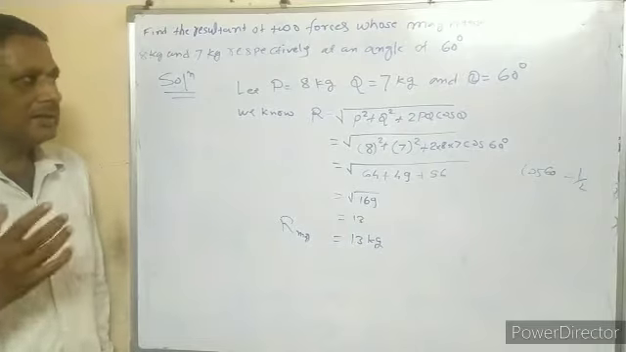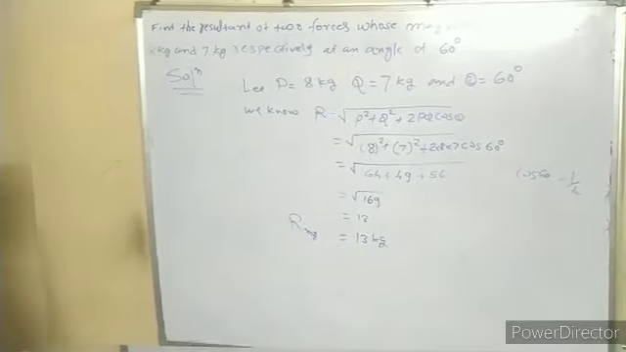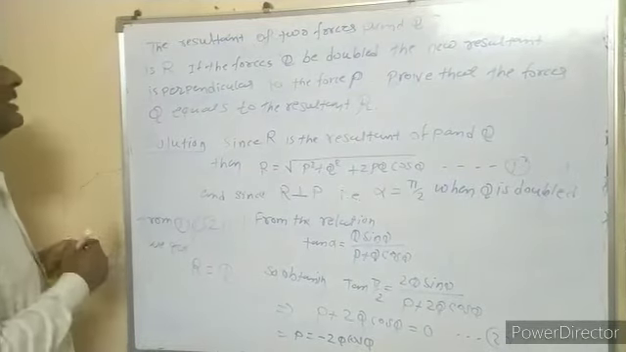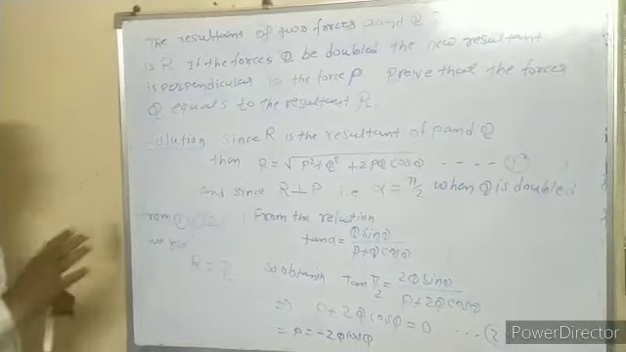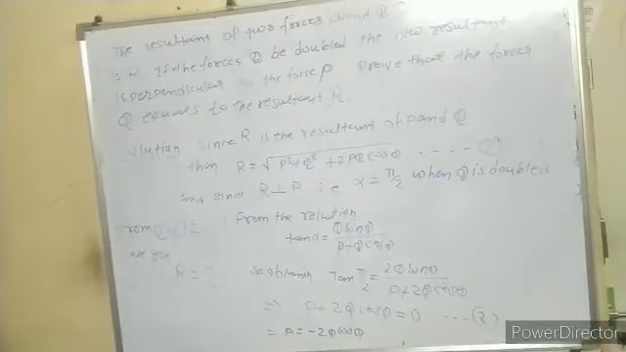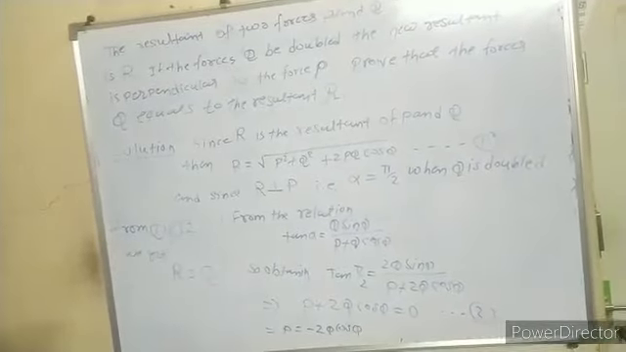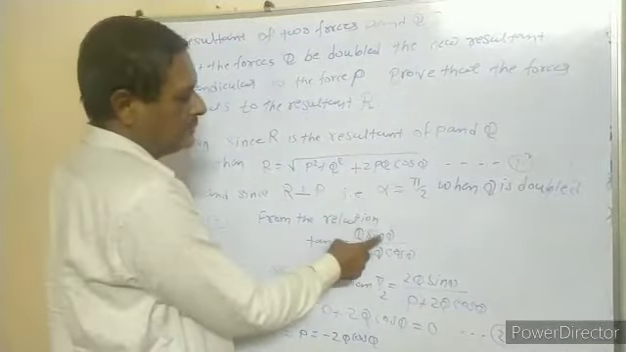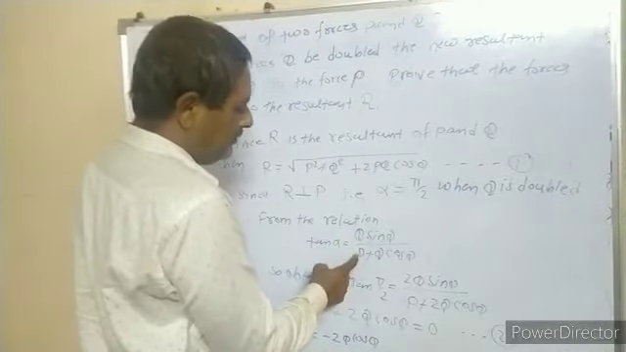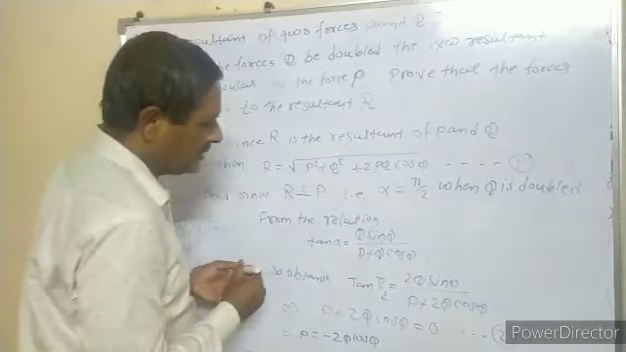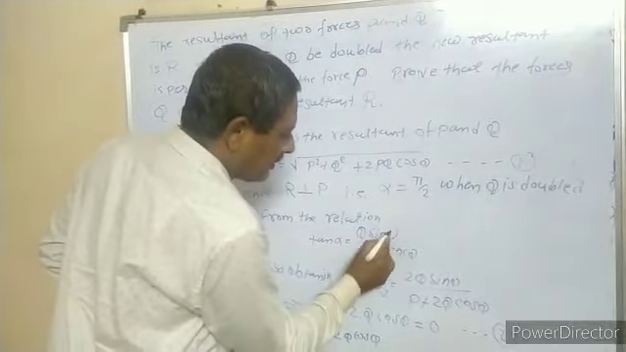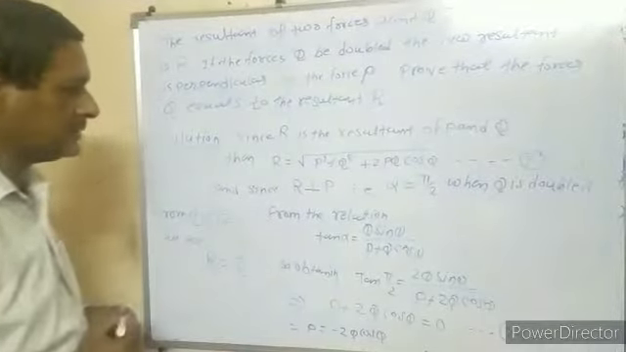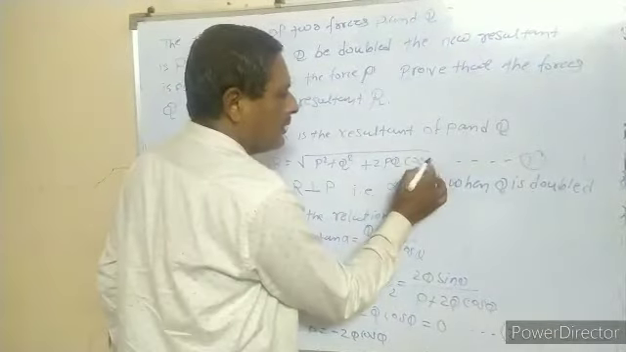Now we see another example. In this example we use another formula, for the angle alpha between the resultant and P. That formula is tan alpha is equal to Q sin theta divided by P plus Q cos theta. You use this formula particularly here.